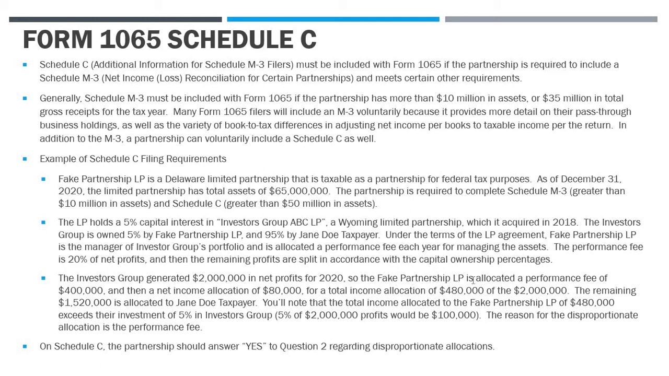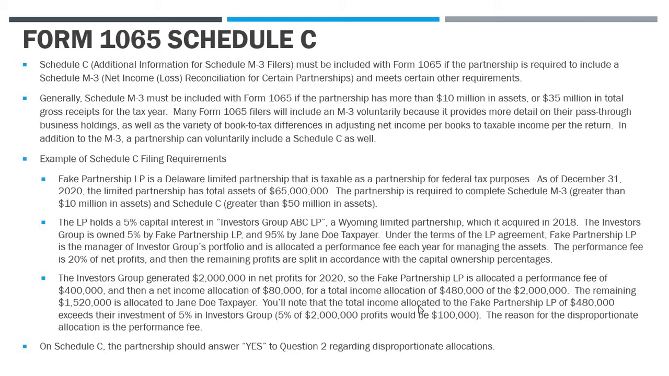So if the Investors Group generated $2 million in profits for 2020, our company, Fake Partnership LP, is allocated a performance fee of $400,000, so 20% of $2 million. And then after that allocation occurs, it gets 5% or $80,000 of the remainder, for a total income allocation of $480,000 of the $2 million. Now the remaining $1.52 million is going to be allocated to Jane Doe taxpayer. That's her 95% share of whatever is left.